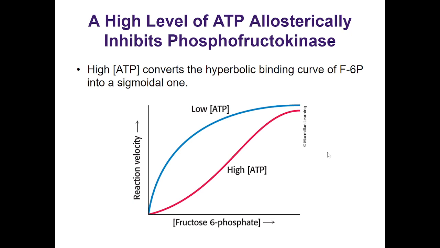Okay, so the high ATP is going to convert the hyperbolic binding curve of F6P into a sigmoidal one. So this is your high ATP. And again, this would be your reaction velocity versus your fructose 6-phosphate concentration. And so when you have low ATP, this is going to tail off really fast here. So your reaction velocity is going to pick up and tail off very quickly. So you get almost maximum right away, right? And you're really going on that. This right here is then going to be the sigmoidal curve. And notice again, you need a lot of fructose 6-phosphate to push that through, right? To get up near the max.